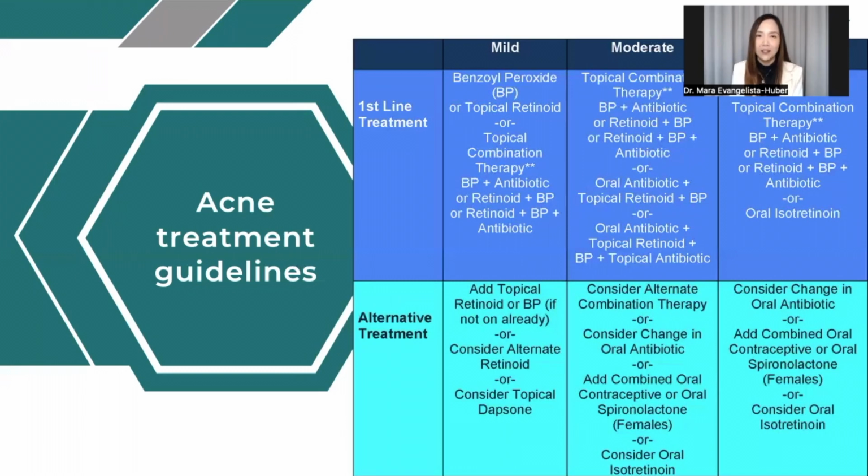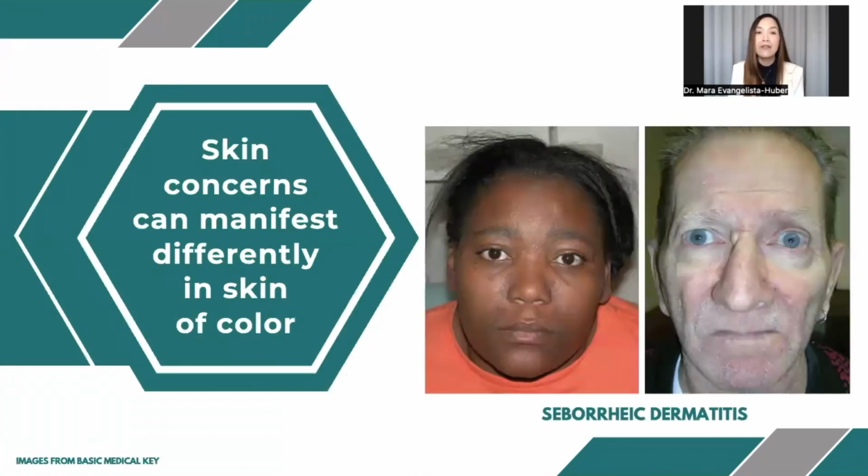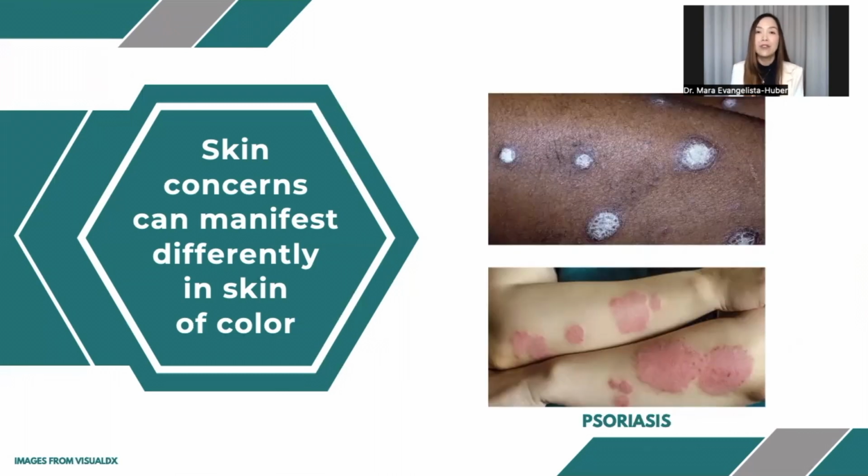And now we're down to the last value to live by, and it is same, but different. It's important to remember that skin concerns can manifest differently in skin of color. So here you can see seborrheic dermatitis manifesting differently in a patient with a darker skin tone versus a patient with a lighter skin tone. So as you can see, you can miss the diagnosis if you are not aware that it can look different in these individuals.